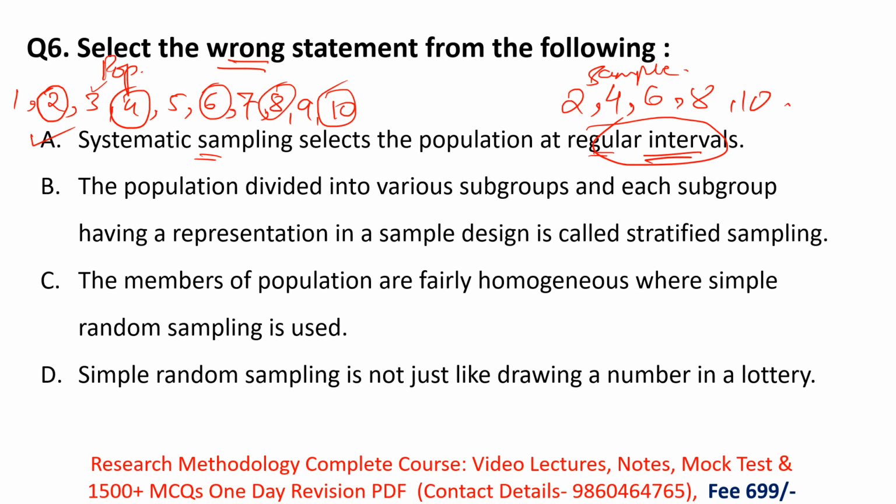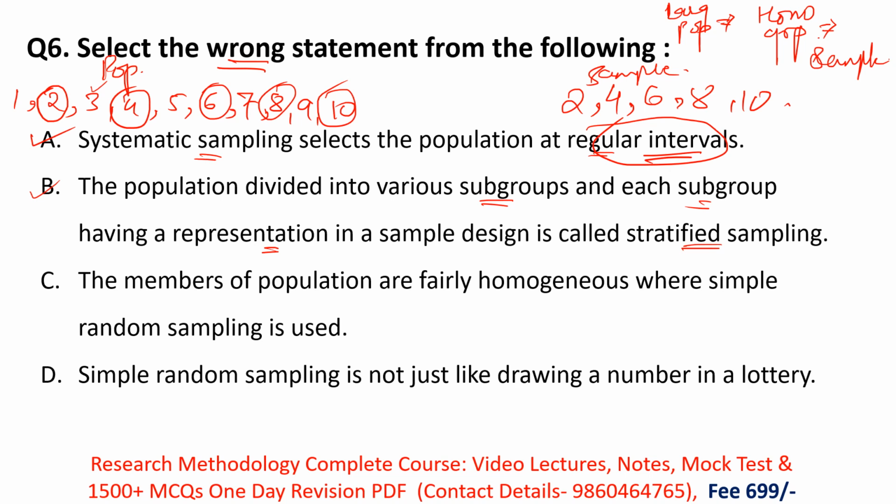Then option B here is the population divided into various subgroups, and each subgroup having a representation in a sample design called stratified sampling. Yes, this is the definition of stratified sampling, and this is the correct definition. What happens in stratified sampling? Remember, in stratified sampling there is a large population. From the large population, the researcher divides it into homogeneous groups, homogeneous subgroups, and from those homogeneous subgroups, the researcher randomly selects their sample. So this step and this procedure is known as stratified sampling. So this is the correct definition of stratified sampling.